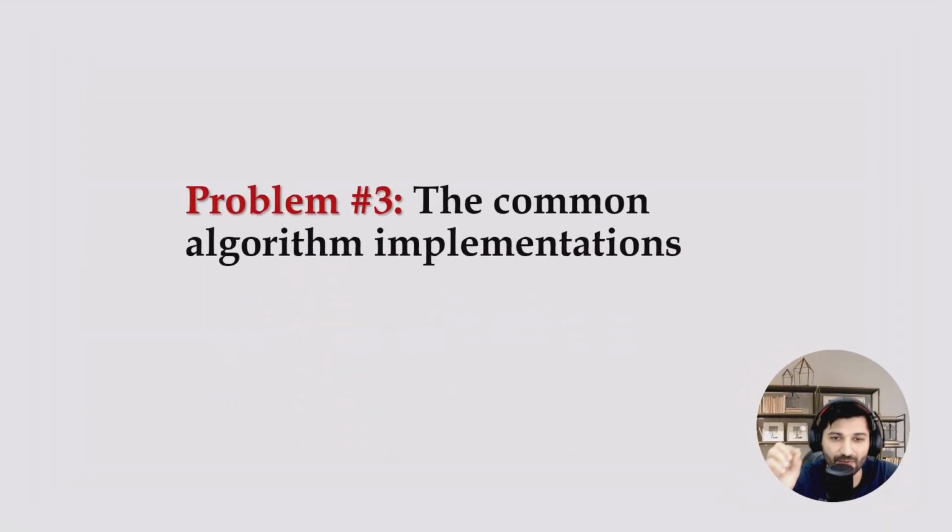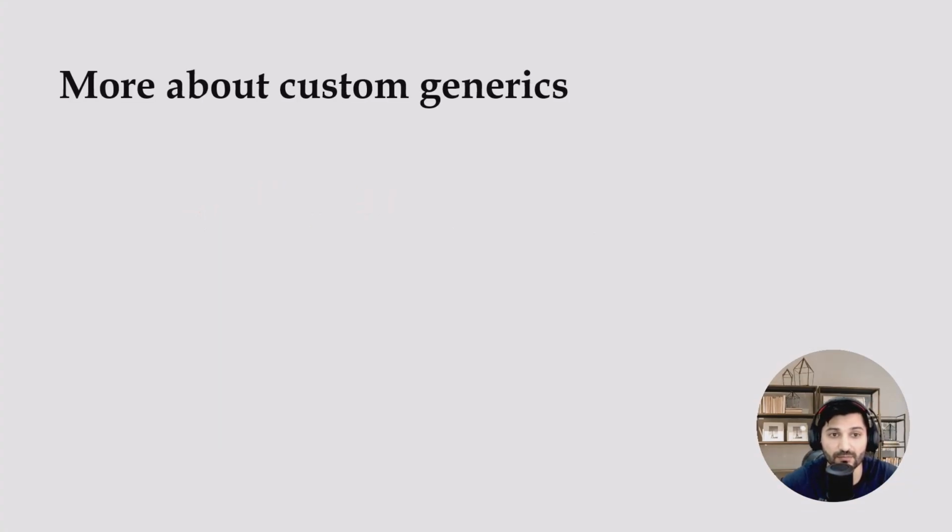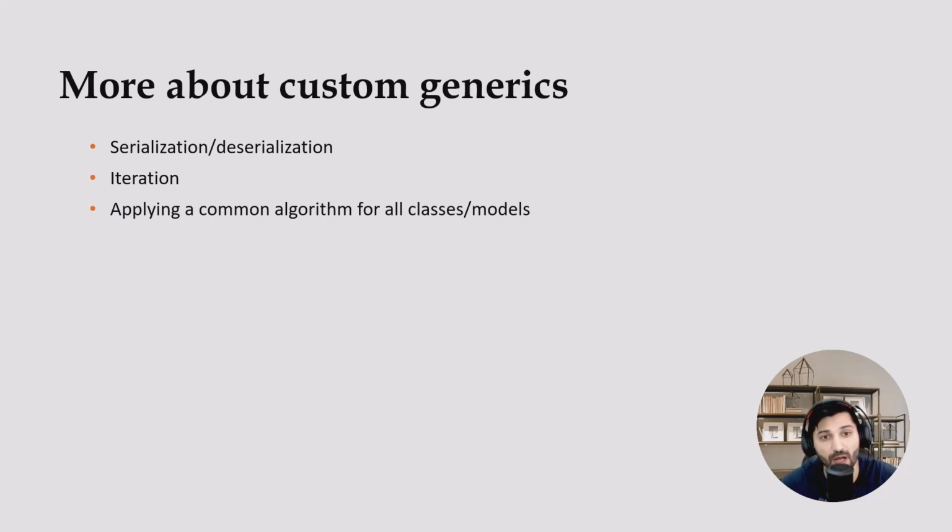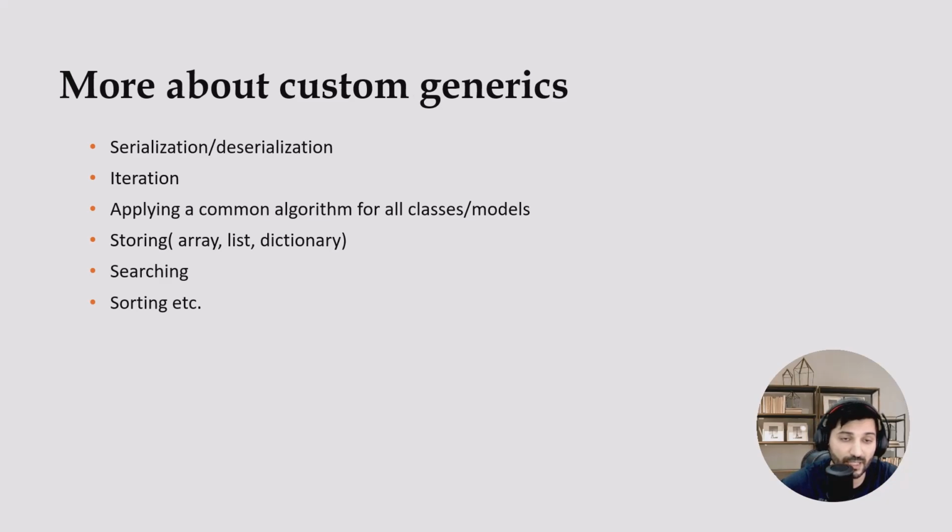So where else should we implement custom generics? This is about common algorithm implementations. We'll implement custom generics for serialization, deserialization, for the iteration process. If we want to apply a common algorithm for all classes and models, it means you have model independent functionality, some type of algorithm. And if you want to implement model independent functionality, you should choose custom generics. Also, we use custom generics for storing information like array, list, dictionary, as we implemented for the repository, for the searching algorithms, for the specific sorting algorithms, and so on.